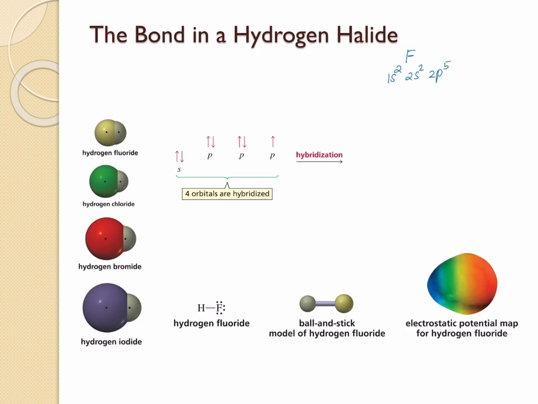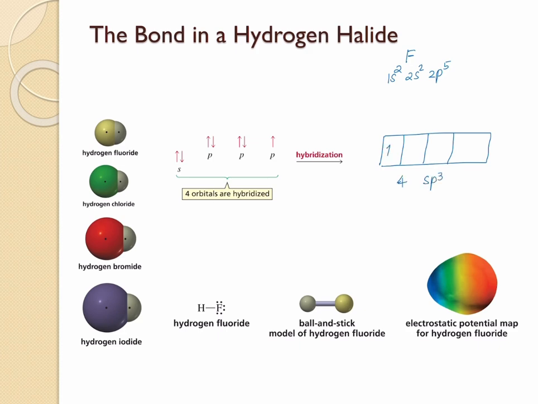So here again, fluorine is going to undergo sp3 hybridization. So this 2s orbital and these 3 2p orbitals are going to hybridize together to give us 4 sp3 hybridized orbitals. Now we have a total of 1, 2, 3, 4, 5, 6, 7 electrons that need to go into these 4 sp3 hybridized orbitals, which are degenerate.